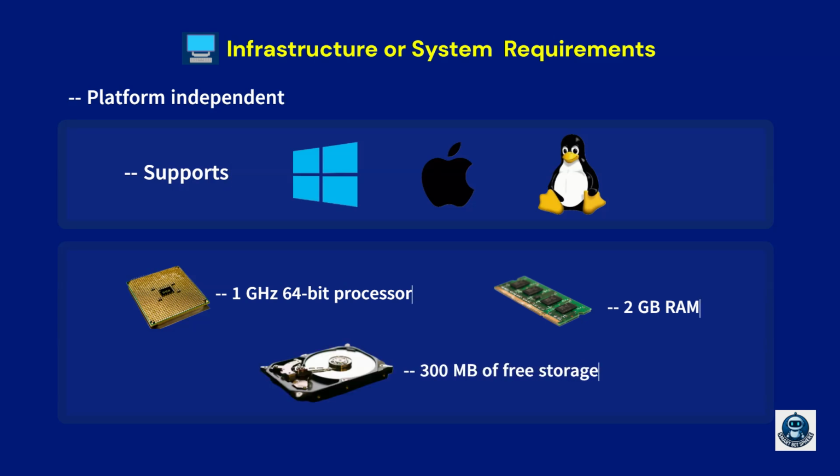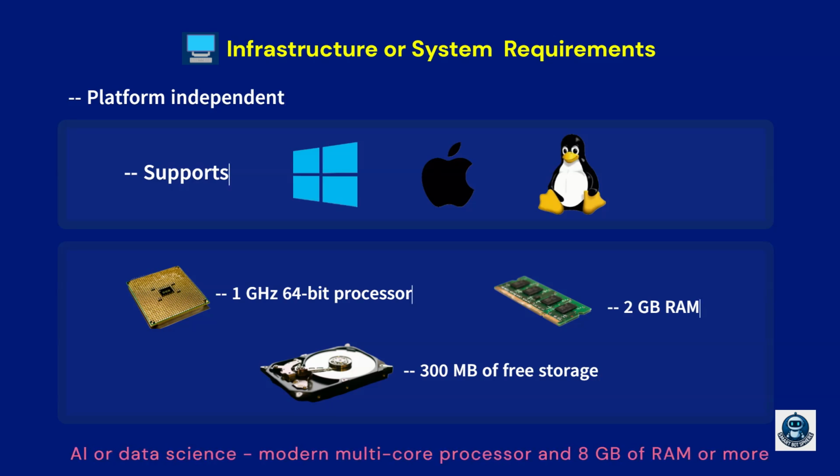For better performance, especially if you're working with AI or data science, go for a modern multi-core processor and 8 GB of RAM or more. And yes, an internet connection is essential for downloading Python and packages.